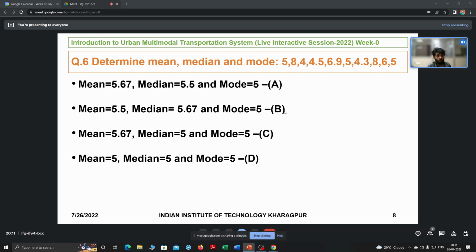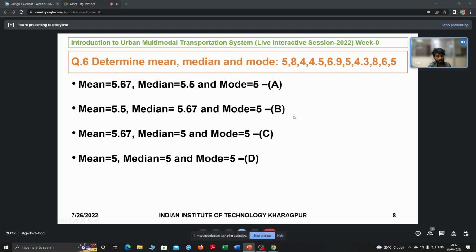So for the mean, you just add all those numbers, and because there are, I think, 1 2 3 4 5 6 7 8 9 10, you just add them up and divide by 10, and you will get the mean, right? So here the mean, if you calculate, will come out to be 5.67, right?